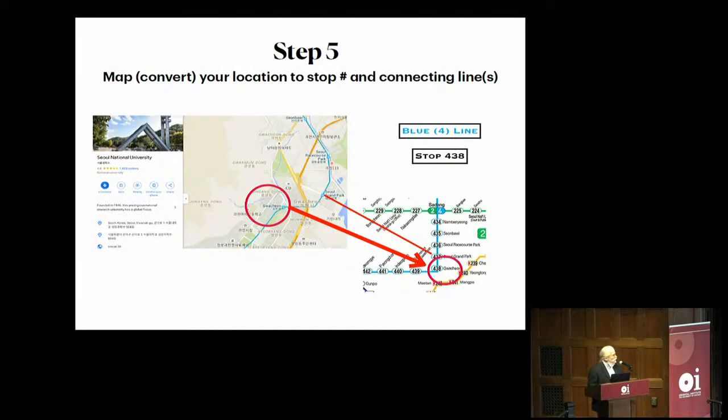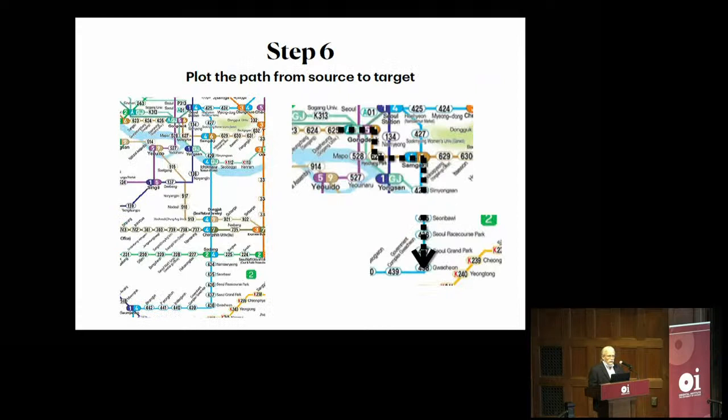The other bit I need to do is somehow take this destination, which in this case I can't pronounce, Guangchon, and one way or another, using the maps, turn it into a number. So it's on the blue line, and it's stop 438. I plot a path from my source to the target using that big old map I had there.